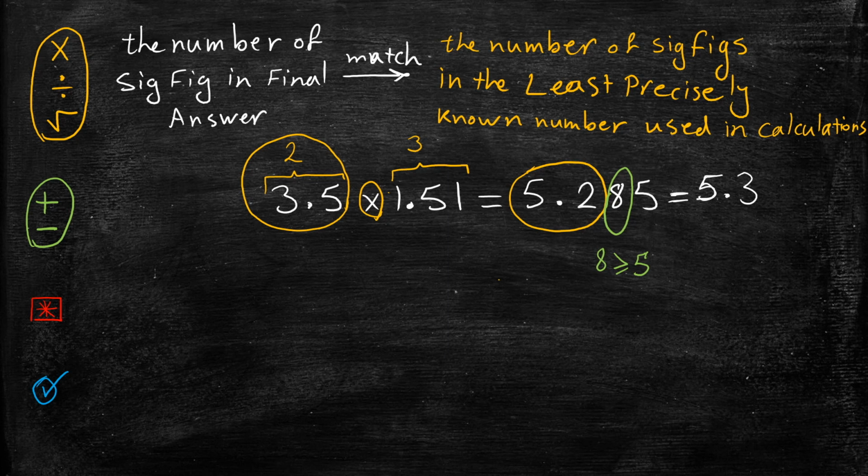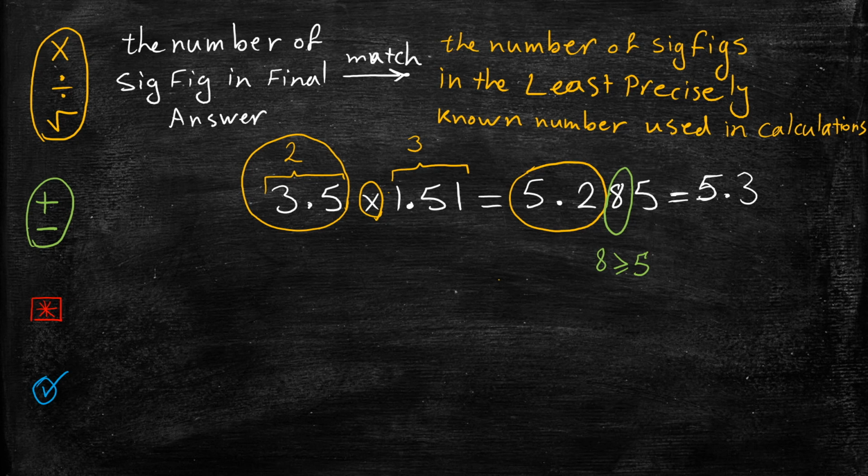Now our final answer is presented to the right number of significant figures. Only 2 significant figures, and the 2 has been rounded up to 3 because the immediate next digit to 2 is 8, and 8 is greater than or equal to 5, so we round it up.